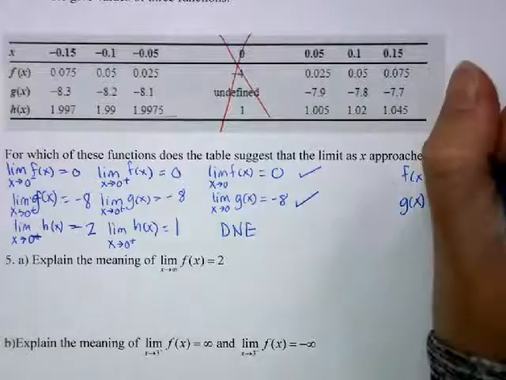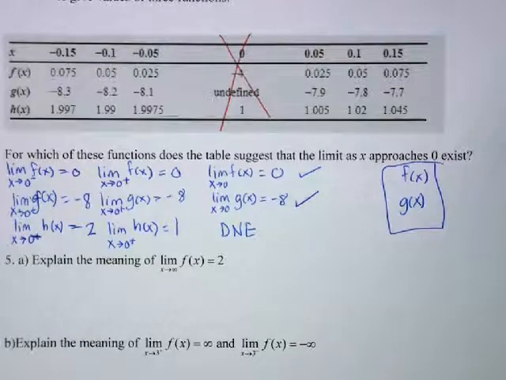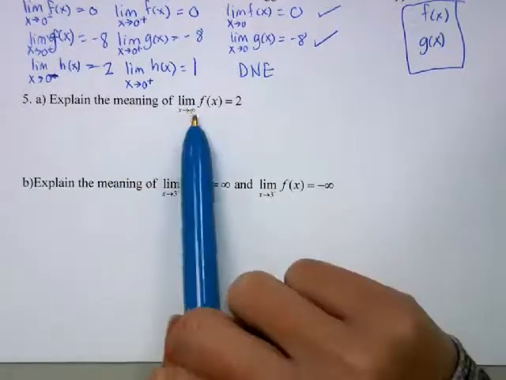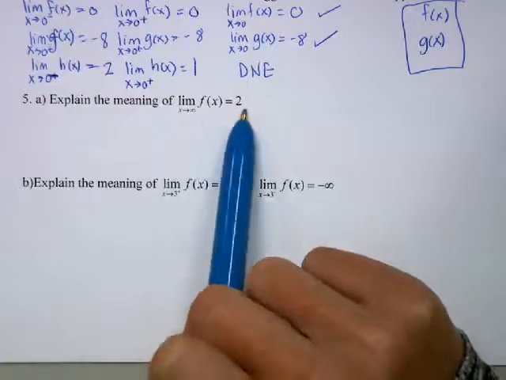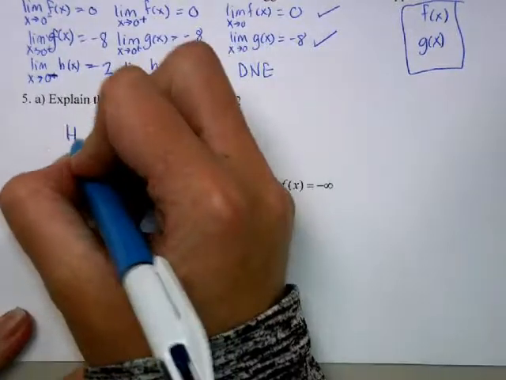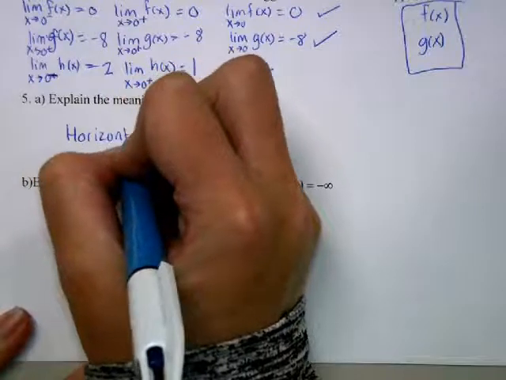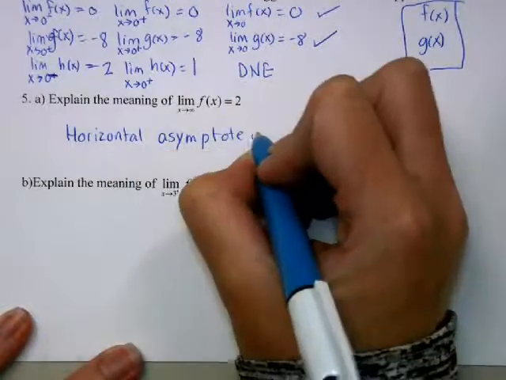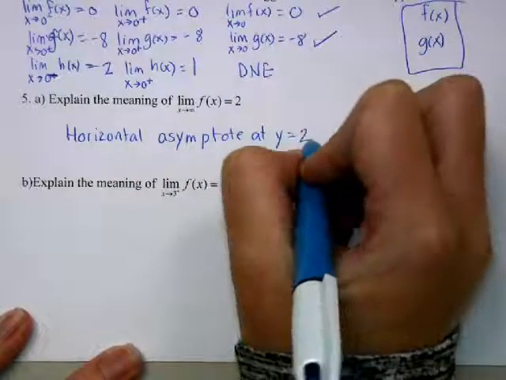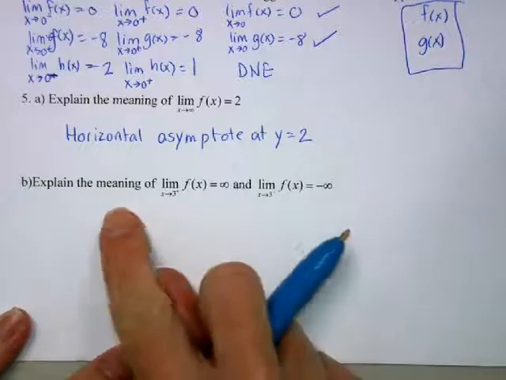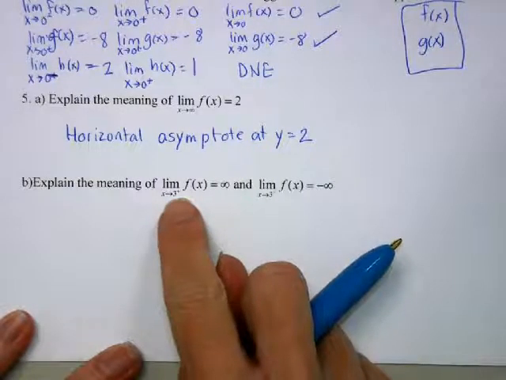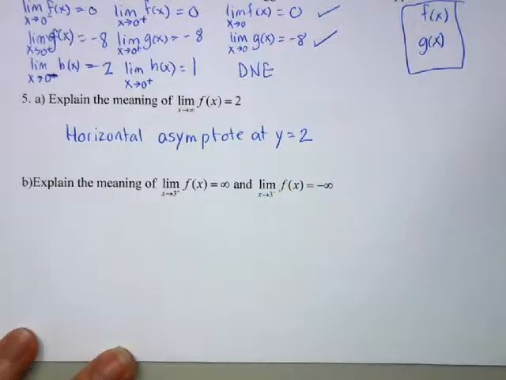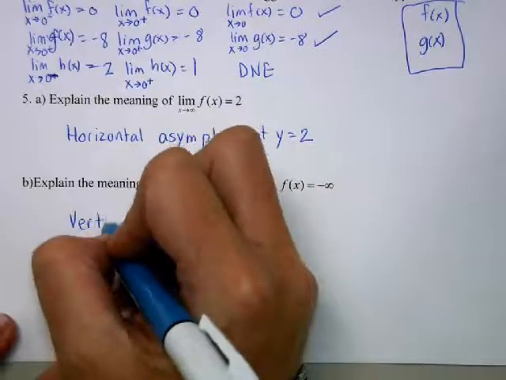Okay, explain the meaning of the limit as x goes to infinity is 2. This means that there is a horizontal asymptote at y equals 2. Here, explain the meaning of as x goes to 3 from the positive side goes to infinity, and 3 from the negative side goes to negative infinity, means that there is a vertical asymptote at x equals 3.